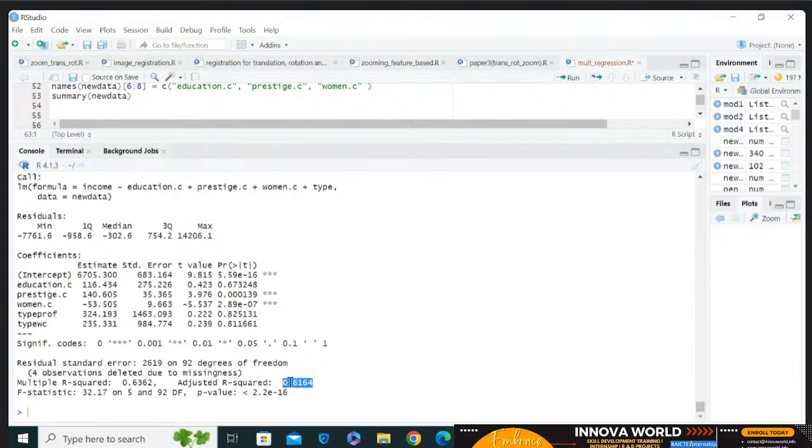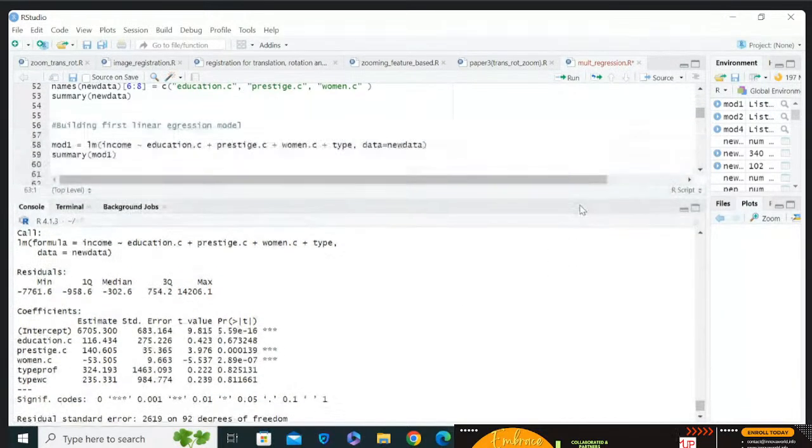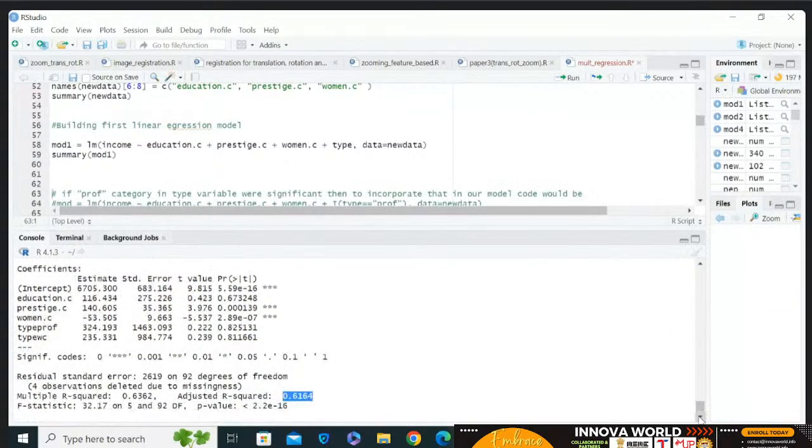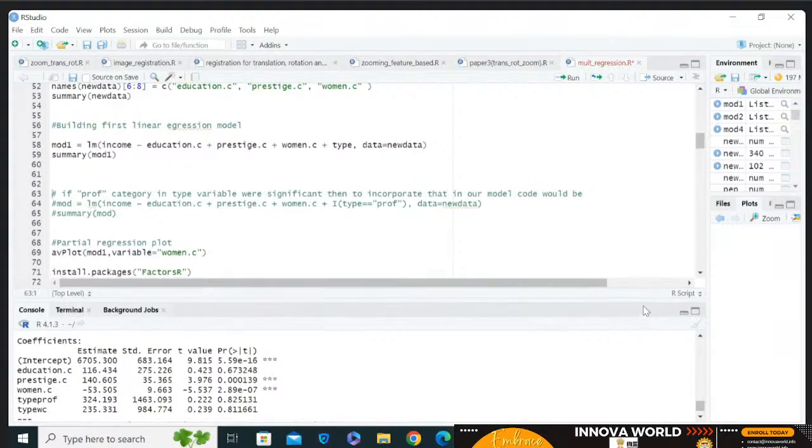Okay, so we'll not go into the details of R square or adjusted R square in this session at least. This is another check of goodness of fit of the model. If we are comparing between two models, if one has the greater adjusted R square, that model will be preferred over the lower adjusted R square valued model.